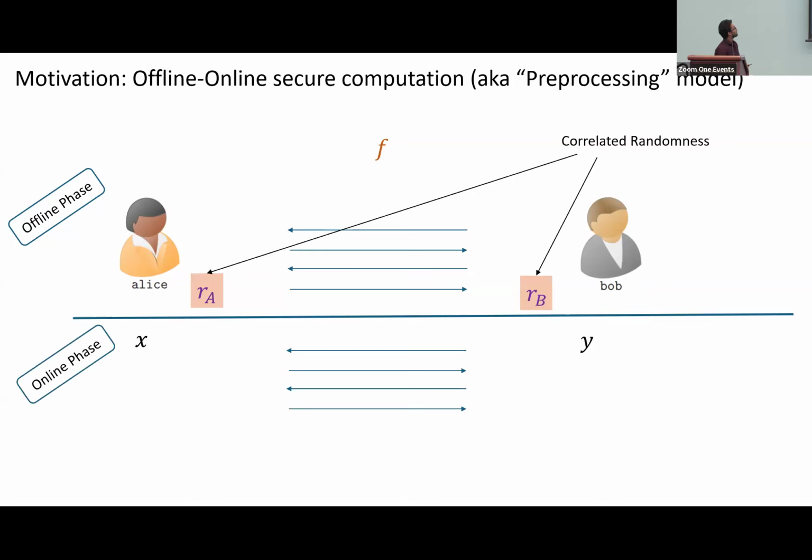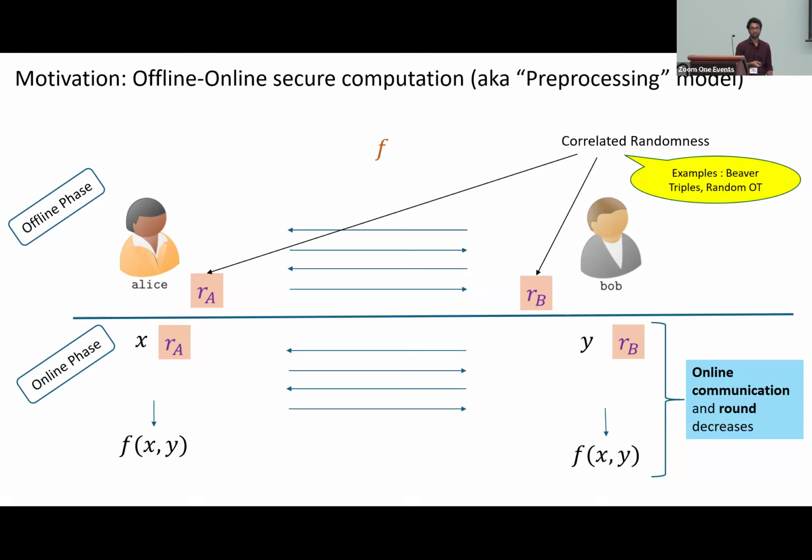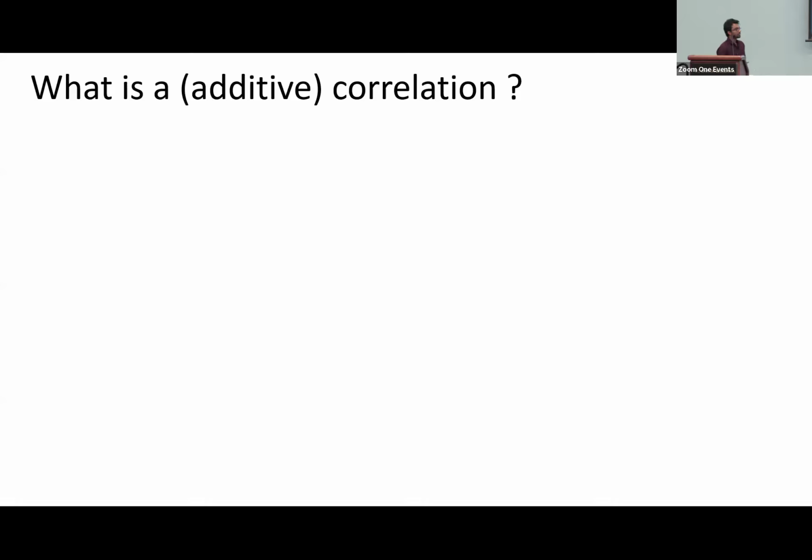Then in the online phase, the inputs of the parties become known, and they use the produced correlated randomness to securely compute the function on their private inputs. Some examples of this correlated randomness include Beaver triples, random OT correlations, and so on. The idea is that we want to do this to achieve online efficiency in terms of communication and rounds, and sometimes also computation. So let me now define correlations a bit more formally.